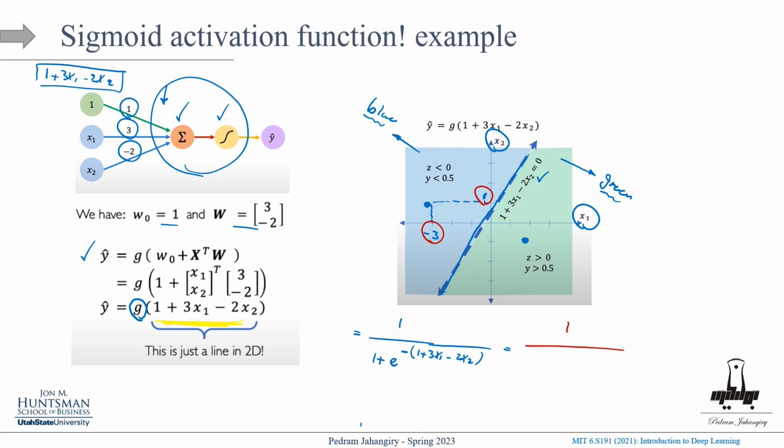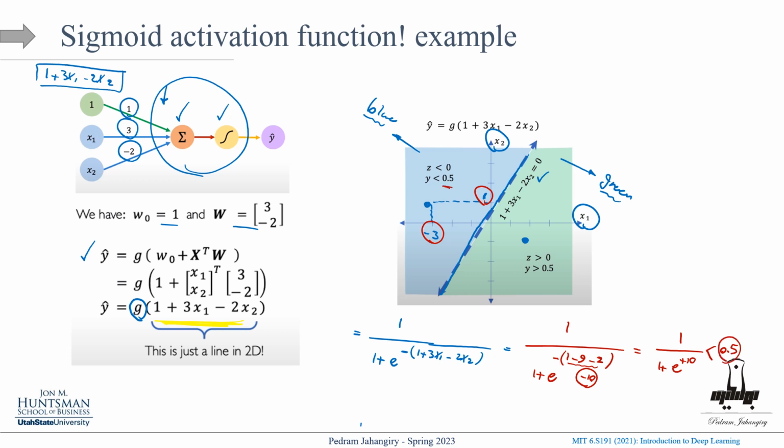1 divided by 1 plus e to the power of minus, so 1 plus 3x1, which is -3, so it's -9, and minus 2x2, which is -2, right? So if I'm not making a mistake, I get -10 here. So our z is negative, and then 1 divided by 1 plus something, and this is going to be a number less than 0.5. So we have 1 divided by 1 plus e to the power of plus 10. So this is less than 0.5. Okay, so that's what we're getting here.